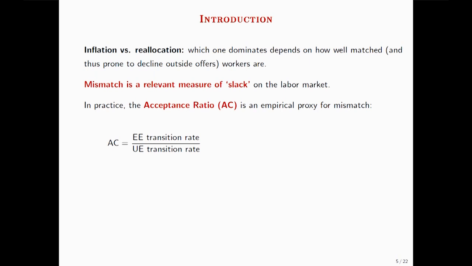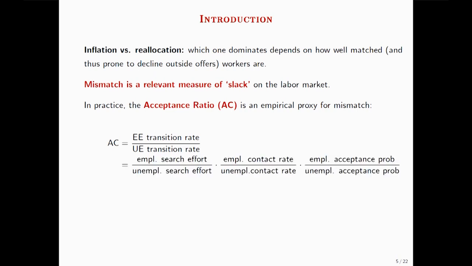Those two rates are easily measurable in the data, one more easily than the other, but they're still measurable. So why do we think that this is an empirical proxy for mismatch? Because we can decompose these two rates. The EE transition rate in the numerator, the rate at which workers move from job to job, equals the effort that employed workers put into search, multiplied by the overall contact rate, the rate at which they become aware of available jobs, multiplied by the probability that, if given an offer, they accept it. That's what's in the numerator.